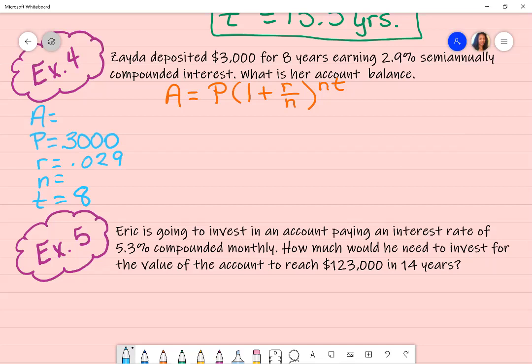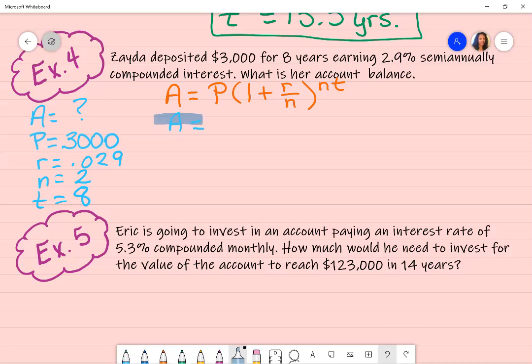And semi-annually, you have a cheat sheet, so make sure you use that. Maybe I shouldn't use that word cheat sheet. You have notes. So semi-annually is going to be 2. And what is her account balance? So I should have information for everything except one variable. That one variable that does not have information is the one I'm trying to find. So when I am actually doing my work, that variable stays the same. So A is A.